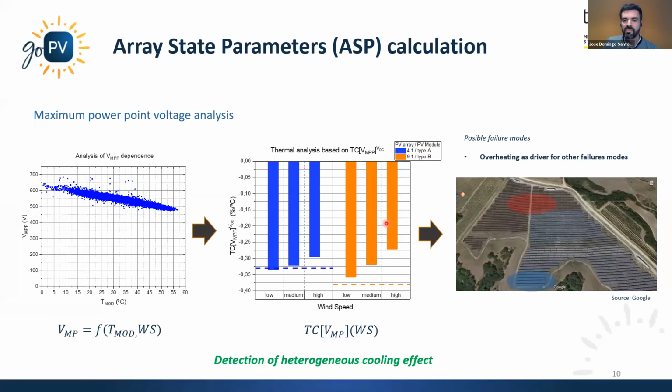A second algorithm is devoted to the analysis of the temperature coefficient of the maximum power point voltage. The obtained results suggest that this temperature coefficient depends not only on the wind speed, but also on the location of the array in the PV plant. So this information could a priori be used to determine which parts of the PV plant are hotter, information of interest, considering that these regions are more susceptible to failure.